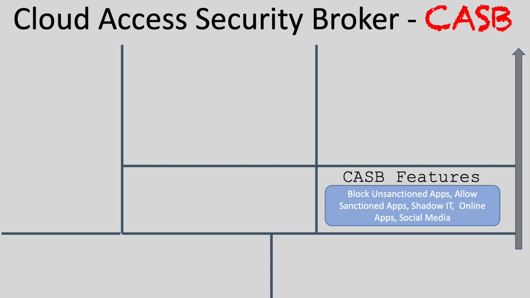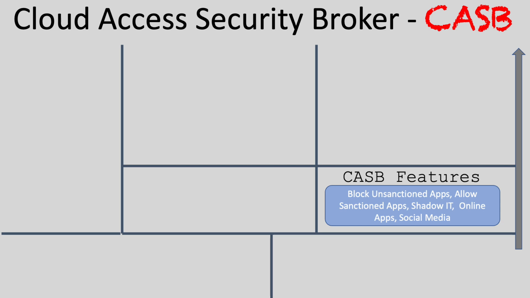If we look at the wording here and break down CASB, it has to do with cloud access. In essence, it becomes a broker to what you can access in the cloud. For example, we want to block unsanctioned apps, apps that are not allowed. We want to allow the sanctioned apps. We want to look at shadow IT. In an organization with an IT department and various other groups, they may be doing their own stuff. We don't want that. We want to control that, and that's where CASB also comes into play.